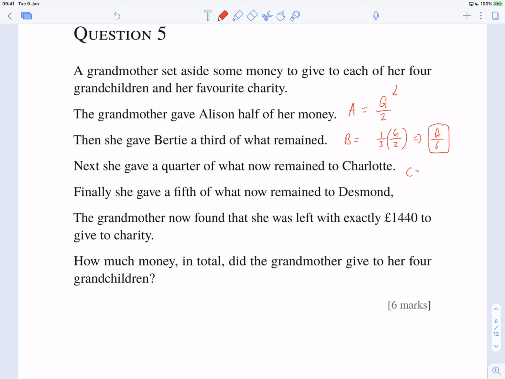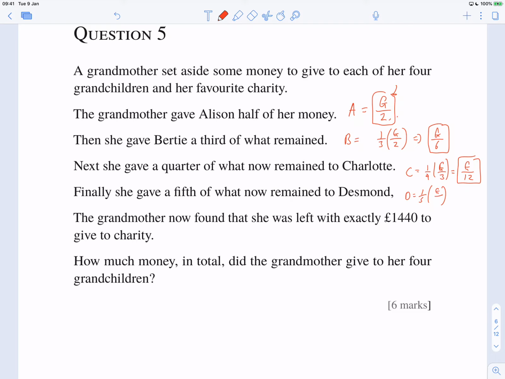If I look at Charlotte's now, next she gave a quarter of what now remained to Charlotte. So mental maths, what's a half plus a sixth? That's 2/3. So there's only 1/3 left of Granny's money. And now Charlotte is going to get a quarter of that. So 3 times 4, so she's going to have a 1/12 of what Granny had originally. If I look at Desmond, she gave a 1/5 of what now remained to Desmond. So Desmond is going to have a 1/5 of, and then what fraction of g is left?